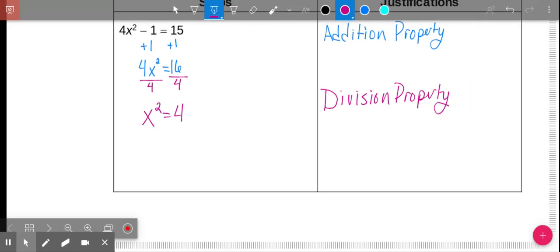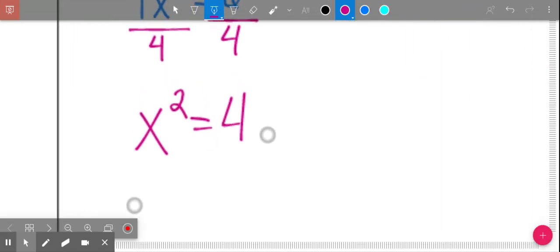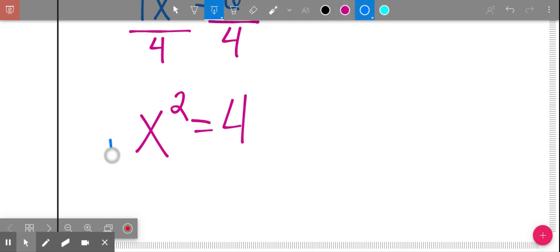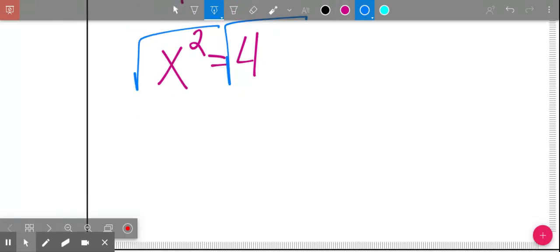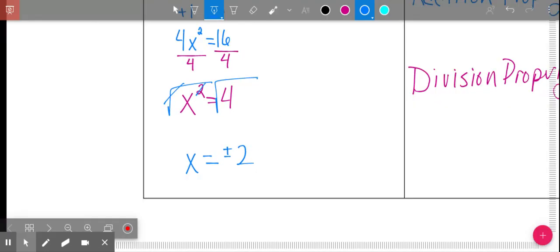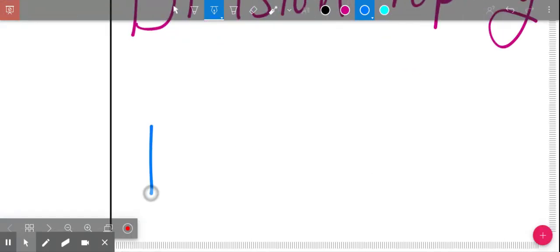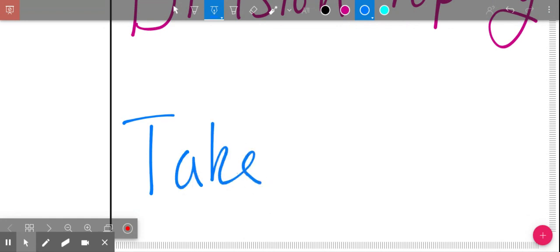And then last but not least, we have to get rid of our squared. So to get rid of our squared, we take our square root. The x squared and the square root cancel each other out just to give me x. The square root of 4 isn't just 2. We have to write it as plus or minus 2. And what did we do in that step? We took a square root. So we're just going to call that taking a square root.